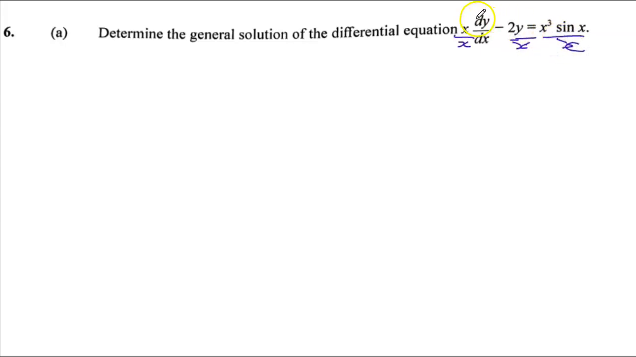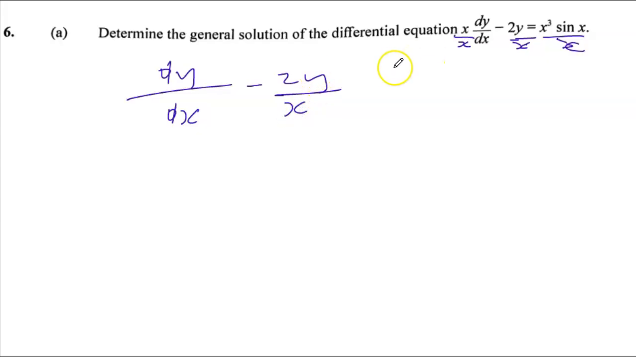So what we're left with now is x cancel x, so we're left with dy by dx minus 2y over x equal to x cubed divided by x, that's x squared sine x.